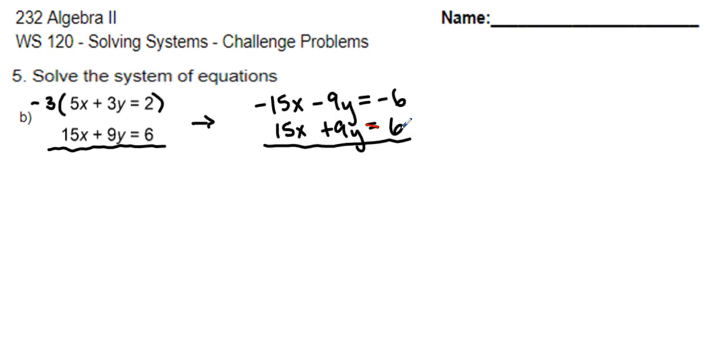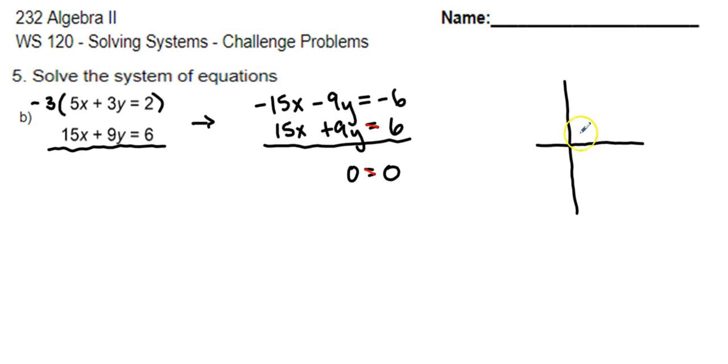And then we add our like terms. So our x's combined to give us a 0. Our y's combined to give us a 0. So 0 equals 0. And so in this particular case, because we basically got the same line, 0 equals 0 is a true statement. That means our graph is basically just one line being graphed.